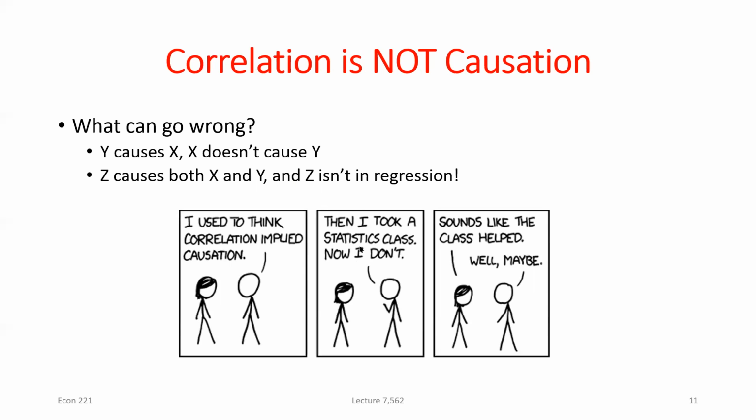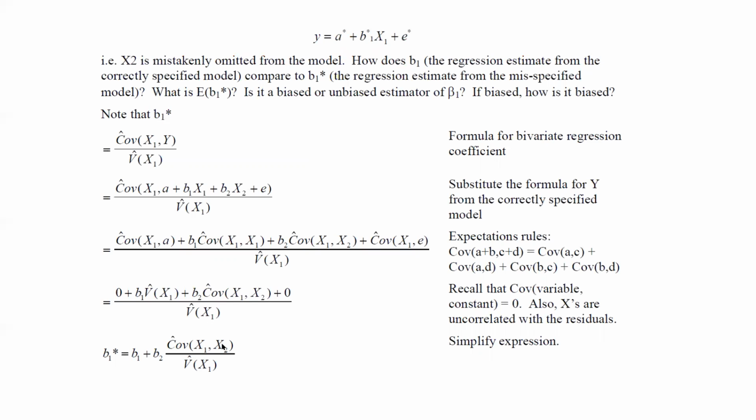So kind of like the old newspaper cartoon: I used to think correlation implied causation. Then I took a statistics class, so now I don't. Well, it sounds like it helped. Well, maybe, right? Because maybe it wasn't that taking the class helped me understand this. Maybe it was some outside factor that led to me taking the class and led to me understanding this. So I think I've got a good example for this, and we'll think about this bias.